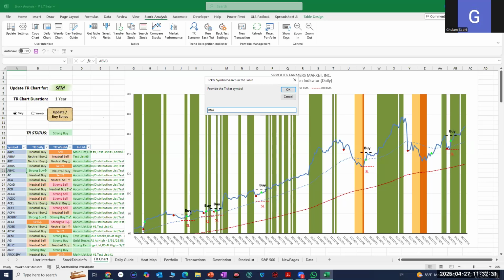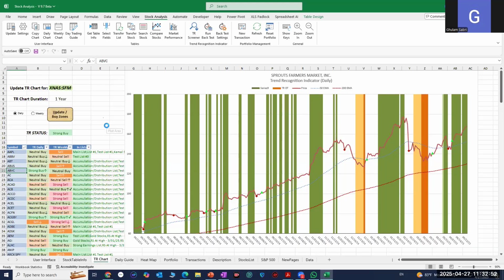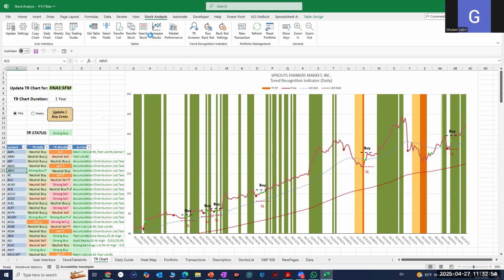AMD. Okay, let's see ACN, if it is there in the list, I don't know. It's not there in the list, so we have to run it for ACN. I accidentally pressed the TR screener, so it will take a while to update this chart. It's almost done, it's adding the buy signal. We are done with the same chart again. So let's start with searching a stock and go to the BSX, Boston Scientific.